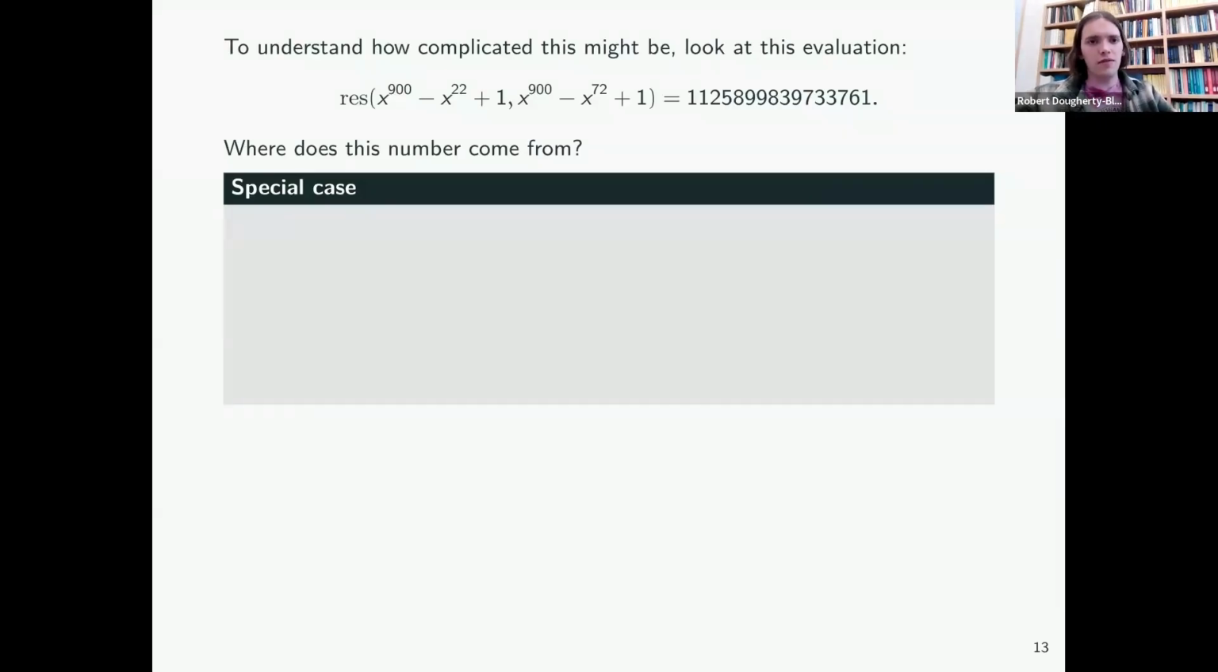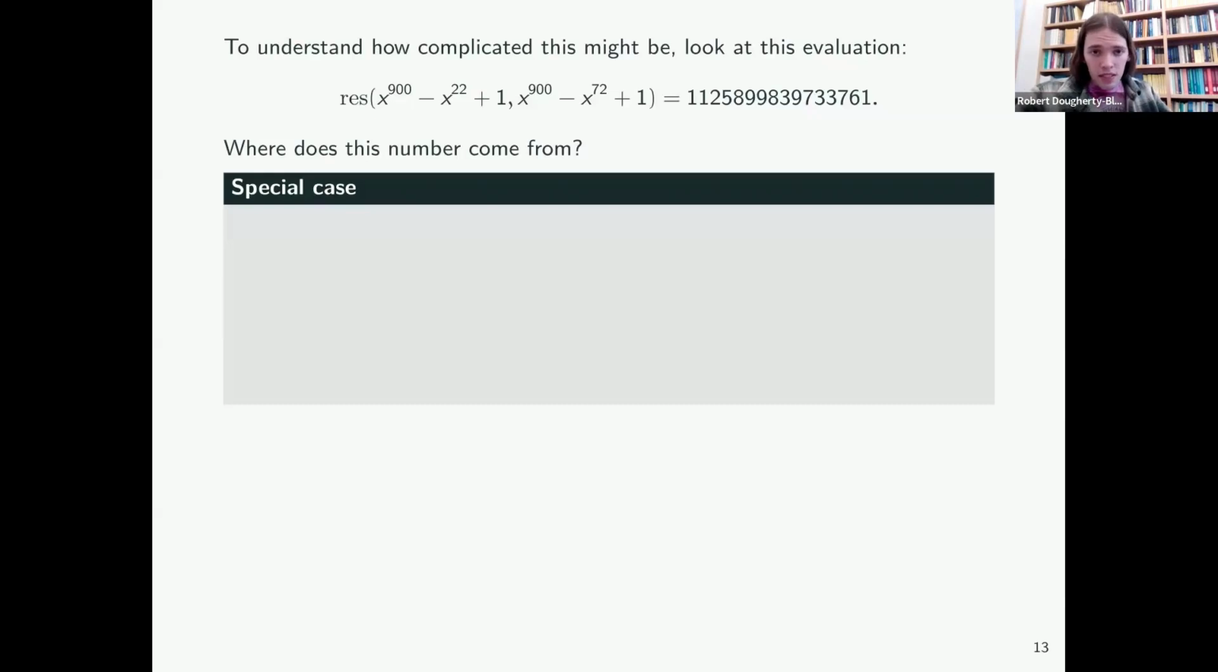Here's the resultant of two trinomials. They both have degree 900, and then their middle exponents are 22 and 72. You just type this into your computer, you ask it to compute it, and it spits out some huge number. And any formula that you create for this resultant would have to, in some sense, explain where this number comes from. What sequence does it belong to? What kind of family? How do you get it?